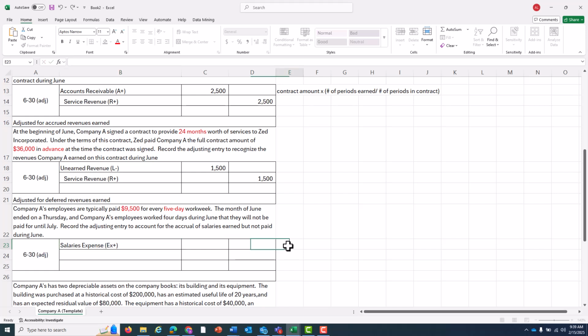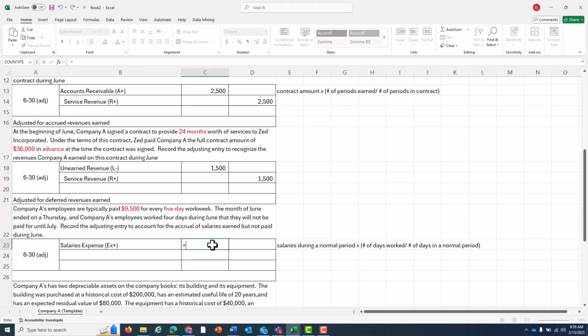And to figure out what portion it is, we're going to take salaries during a normal period, and we're going to multiply that by the number of days worked over the number of days in a normal period.